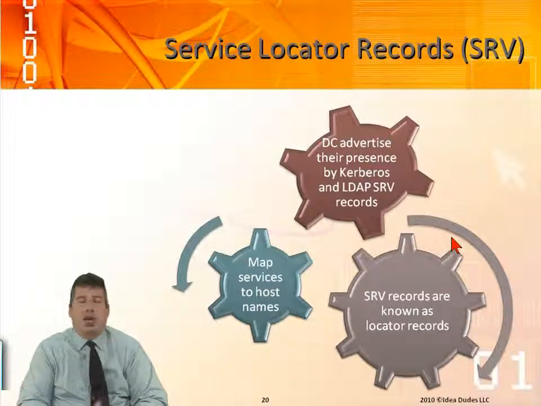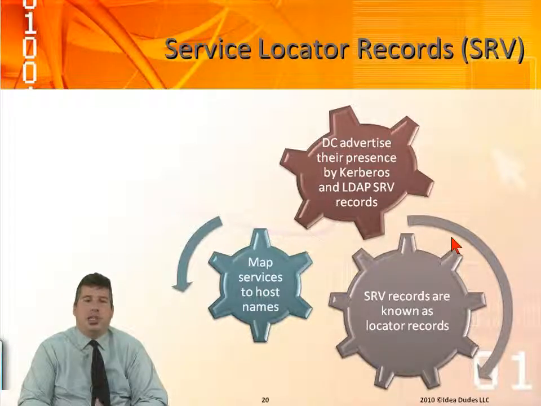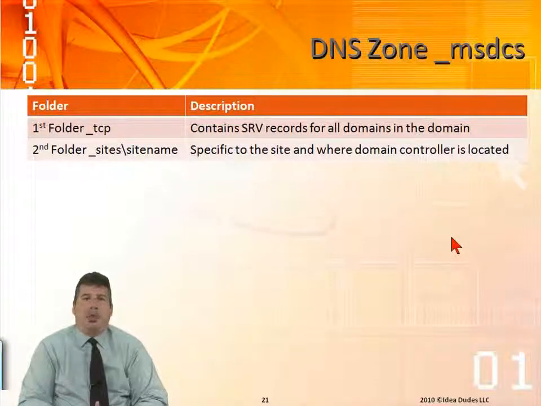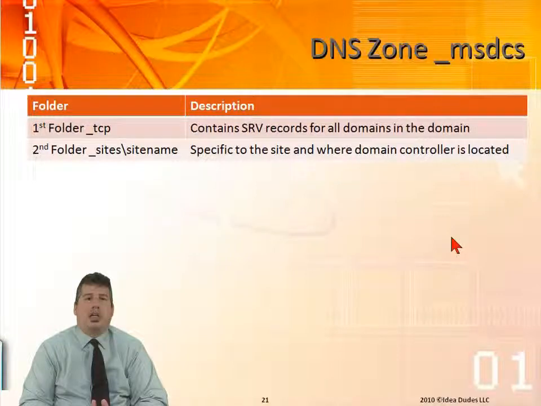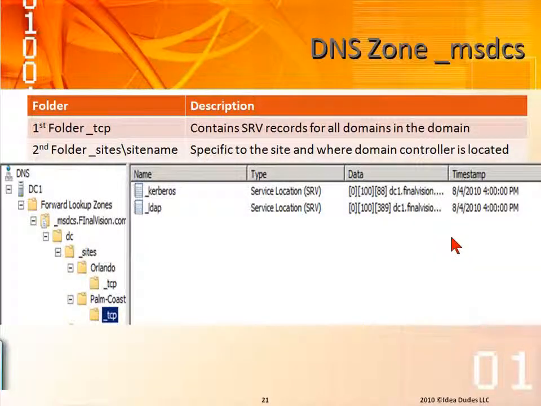Like when a client goes and logs in, it's going to query the DNS looking for the SRV record for the DC, which is going to be LDAP. The DC advertises their presence by Kerberos and LDAP SRV records. Now we have the DNS zone, which is _msdcs. The first folder is going to be TCP. This contains the server records for all the domain controllers in the domain. And then the second folder is sites / site name, which is specific to the site and where the domain controller is located. So you can see right here, underneath Palm Coast TCP, we have an LDAP record 389 that indicates the domain controller DC1.finalvision.